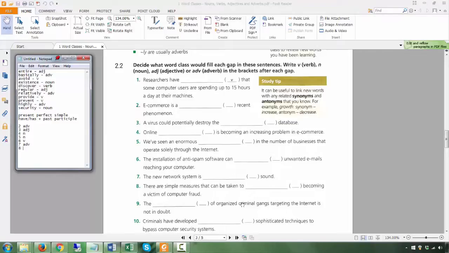There are simple measures that can be taken to do something. This is a verb, right?